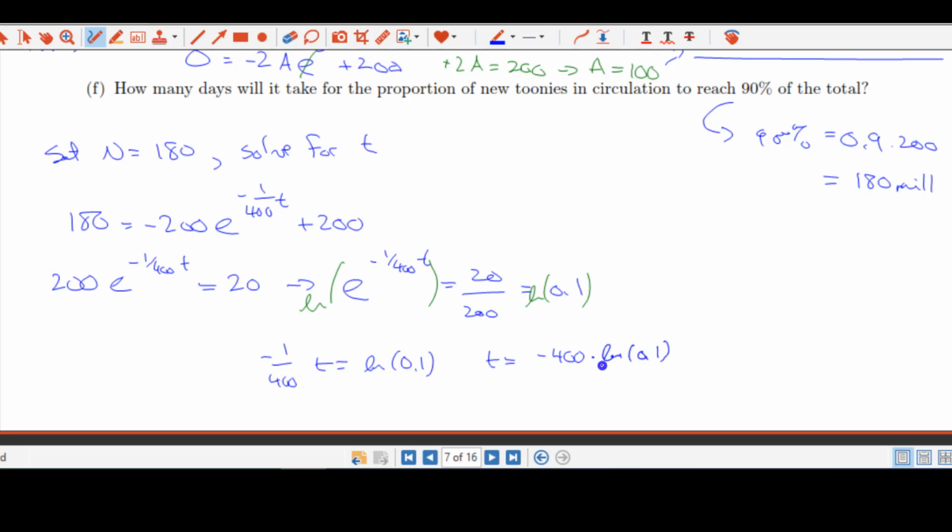That seems weird, it looks negative, but our ln of 0.1 will also be negative. We start reaching for that, type it into our calculator, and we get something around 460 days, or about a year and a third at this rate, to exchange all the old coins that are in there, sorry, not all, 90% of the old coins for new coins.